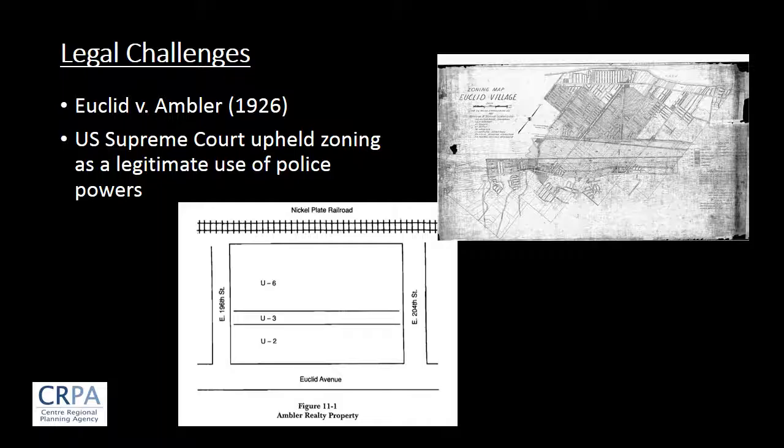In 1926, the U.S. Supreme Court upheld Euclid's zoning ordinance as constitutional and a legitimate use of the community's policing powers. Basically, the same authority that allows a speeding driver to be pulled over also allows a community to enact and enforce zoning regulations. Following the Euclid v. Ambler case, many communities throughout the United States adopted zoning regulations.